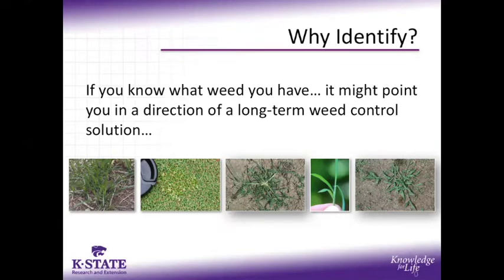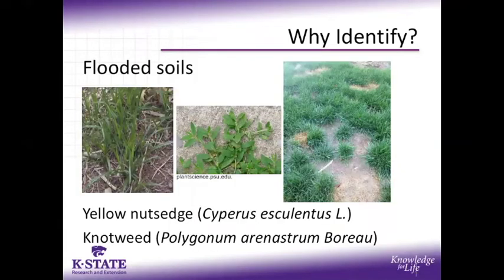Okay, you ready for this? If you see yellow nutsedge or knotweed, that's an indication of some type of flooded soil. May not be right on the surface, maybe underneath the surface where you're holding water. You may have an irrigation leak. It may be a drainage ditch. Something is going on in that area where turf cannot grow in flooded soils like here, but these weeds will grow. So it's an identification.